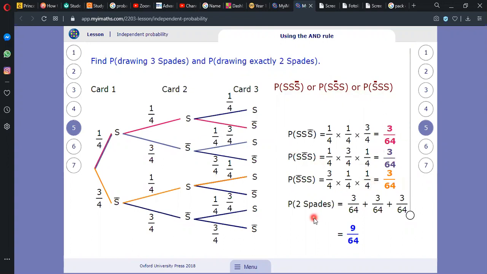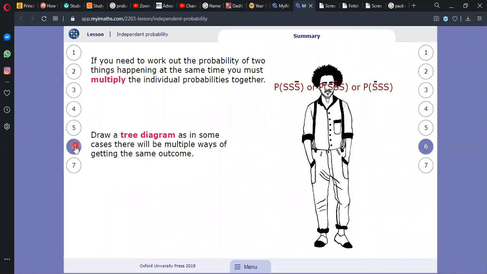So the final answer will be 3/64 plus 3/64 plus 3/64, to give a final answer of 9/64. Very interesting, guys. Okay. If you need to work out the probability of 2 things happening at the same time, you must multiply the individual probabilities together. That's just to explain the AND rule, multiplication rule.